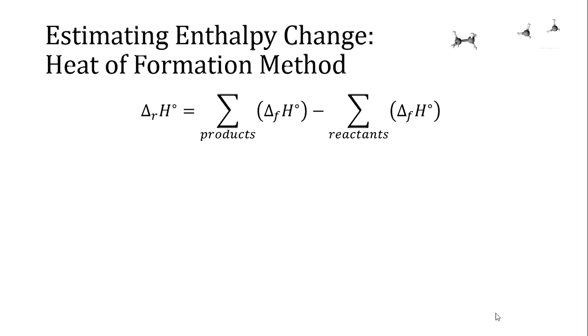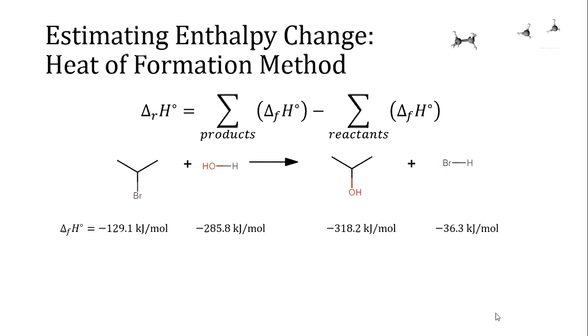This method takes the sum of the heats of formation of the products and subtracts the sum of the heats of formation of the reactants. It's an application of Hess's law. So if we have this reaction of 2-bromopropane plus water forming 2-propanol and hydrogen bromide, we can use heat of formation data to estimate the enthalpy change of this reaction. This method is dependent upon having access to heat of formation data for all of the substances in your reaction.